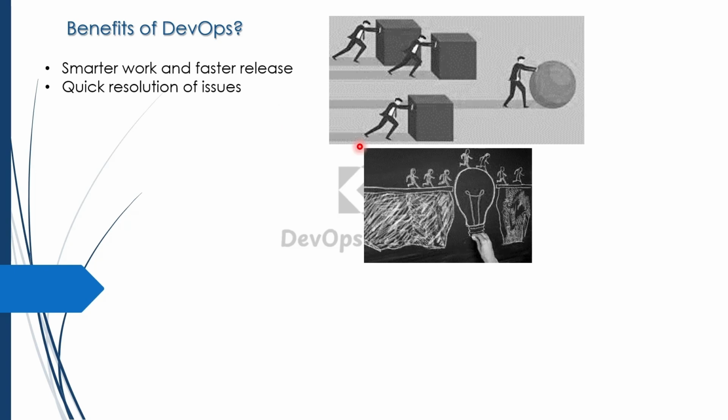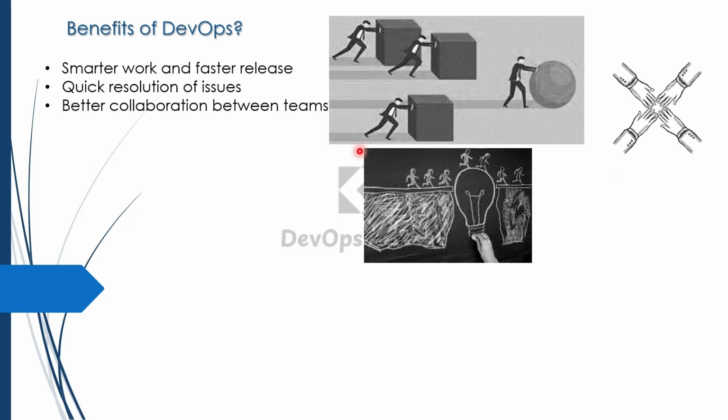The next one is quick resolution of issues. We are performing everything on a small piece of code at first in the continuous process. So if we find something wrong, we can roll back the small piece of code, and as it is small, we can resolve it quickly and maintain it through continuous integration and then continuous deployment or delivery. Next, we have better collaboration between teams. Instead of blaming other teams or each other, there is good collaboration so that all the individual teams work together in DevOps.